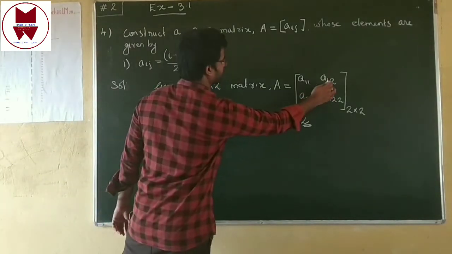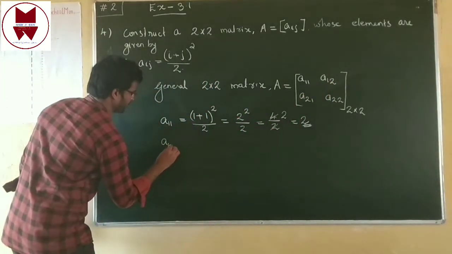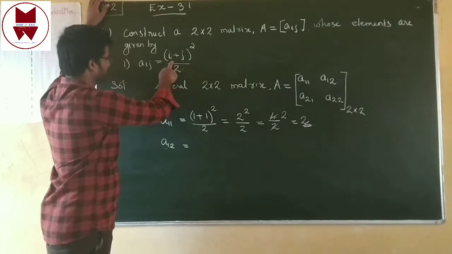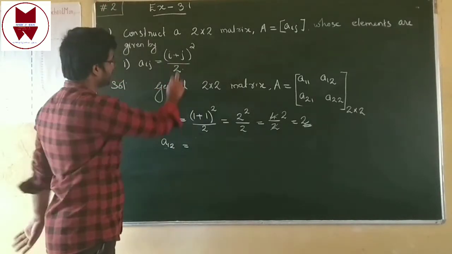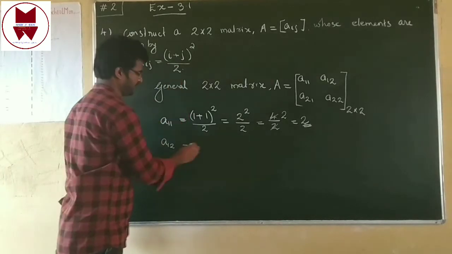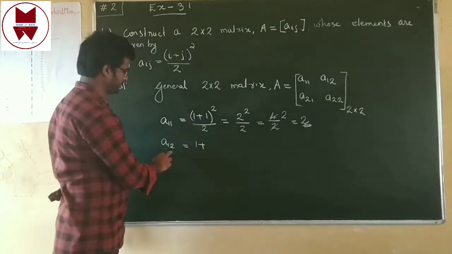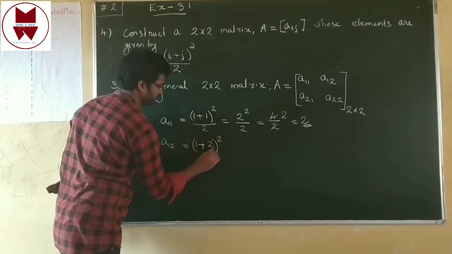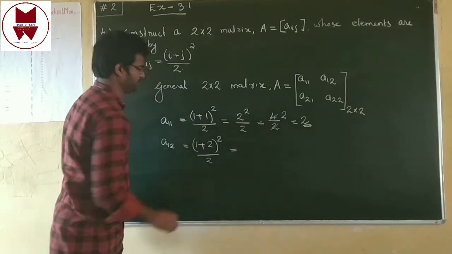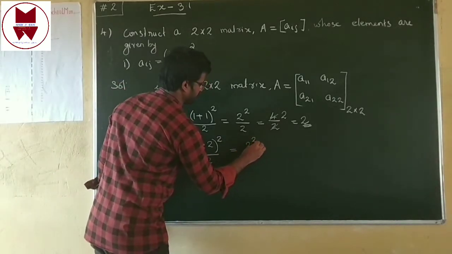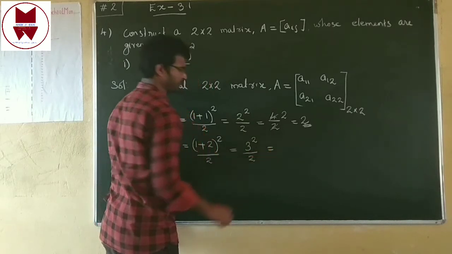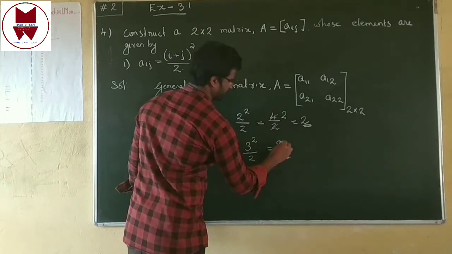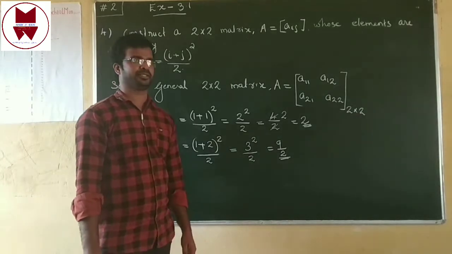The next, second term, that is A12. Again use the same formula. What is i here? i is 1, j means 2, isn't it? Then we write 1 plus 2, whole square, divided by 2. 1 plus 2 is 3, 3 square divided by 2. 3 square, 3 into 3, 9 divided by 2. We cannot simplify, so we write 9 by 2. That is our second term.